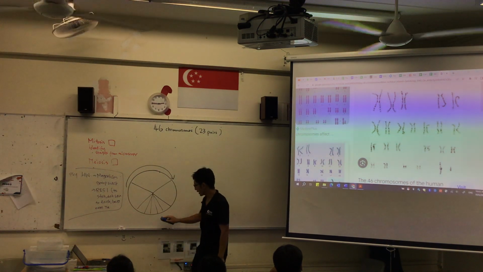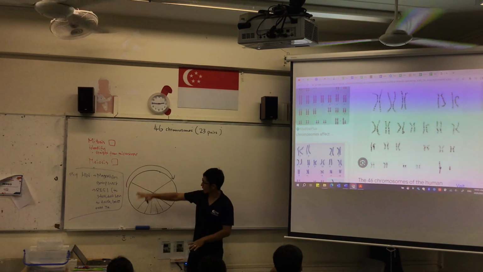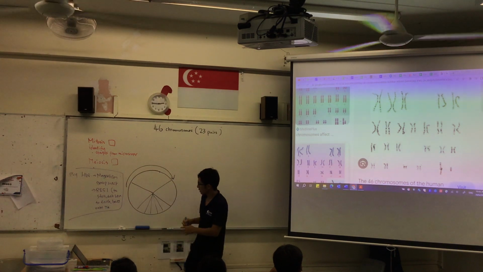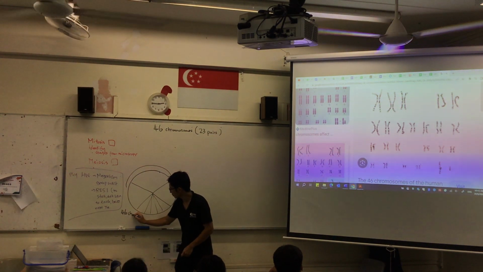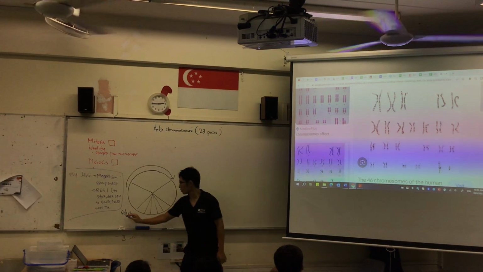Let's go and look at the cell cycle now. Imagine we look at a human cell cycle. We have 46 chromosomes, yeah? 46 chromosomes. 23 pairs.